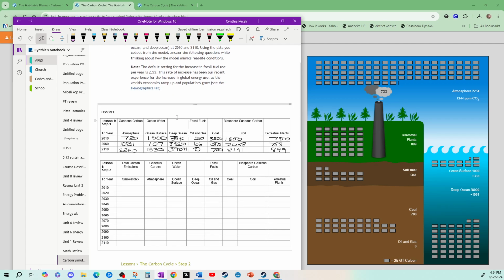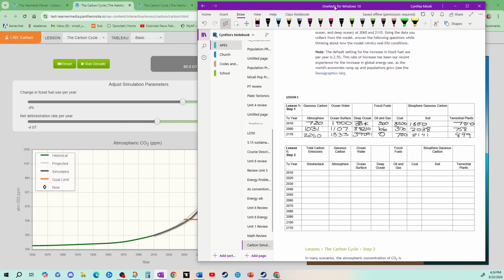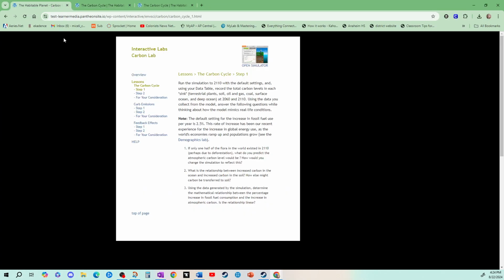And now you have data to answer the questions. I'll put this over here for a second. And you can answer all these questions. So if you only had half the flora in 2010, which would be 350 instead of 700, how would it be different? How would you change the simulation to show that? You don't have to change the simulation, just say how you would change it.